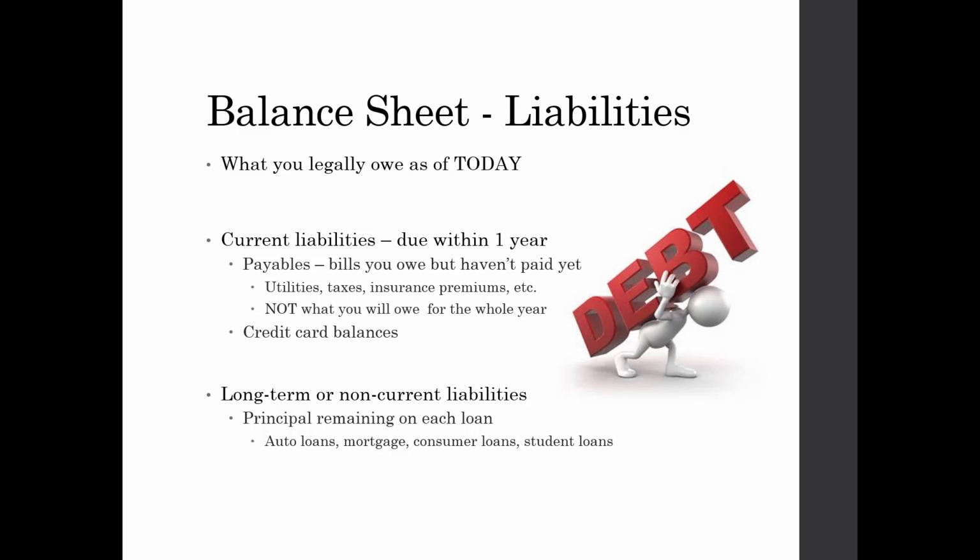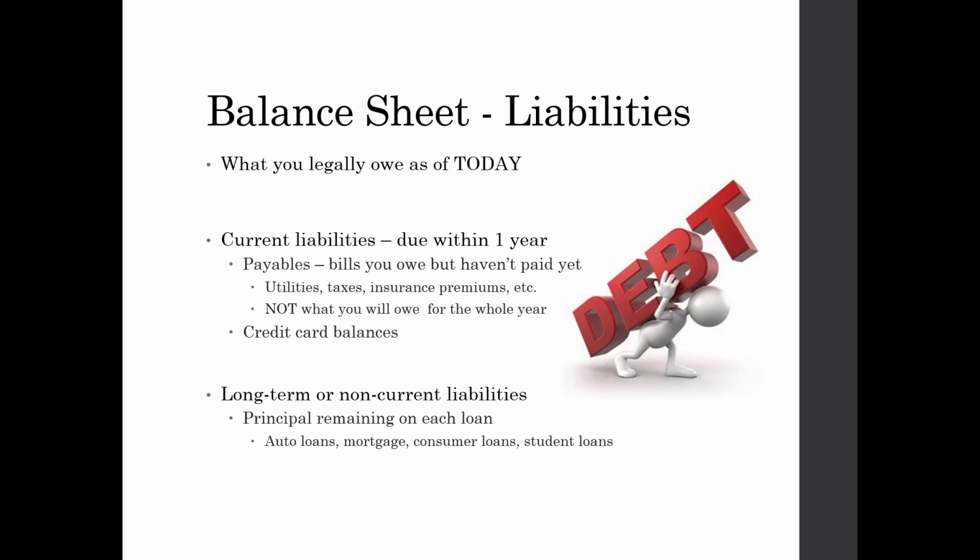So examples here, your utilities, so your phone bill, your power bill, your water bill, and so on. Taxes, property taxes that you owe because you own property or you own a car. When you receive the bill for that, we'll list that as taxes payable. If you've received a bill from your insurance company and you have not paid it yet, that would be listed as a payable as well.